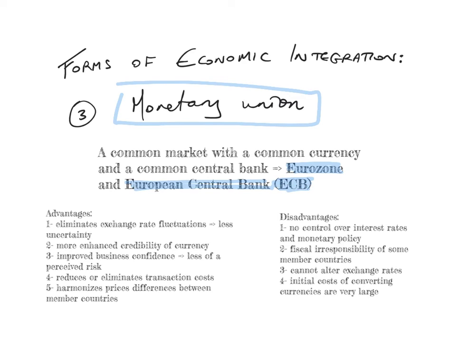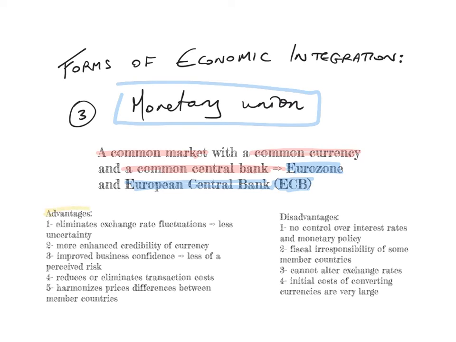So what is a monetary union? It's a common market with a common currency and a common central bank. You have to have those three commons. Number one, a common market. All these countries have a common currency and their monetary policy is governed by the same central bank.